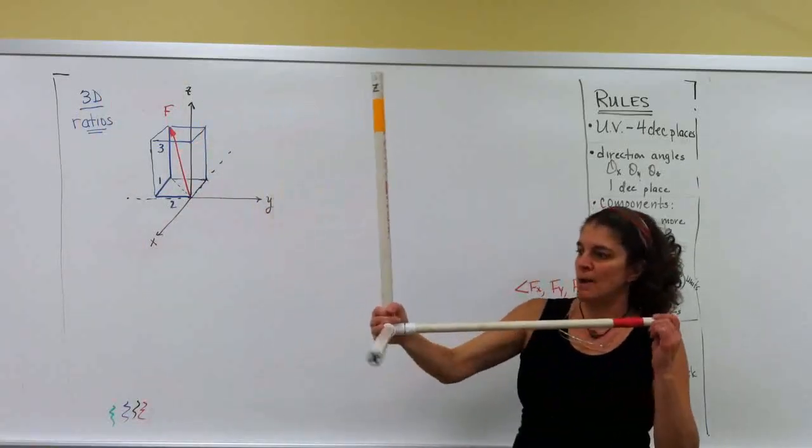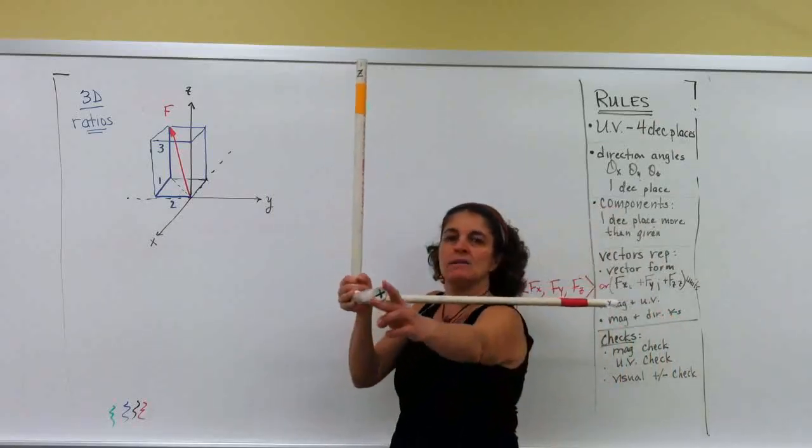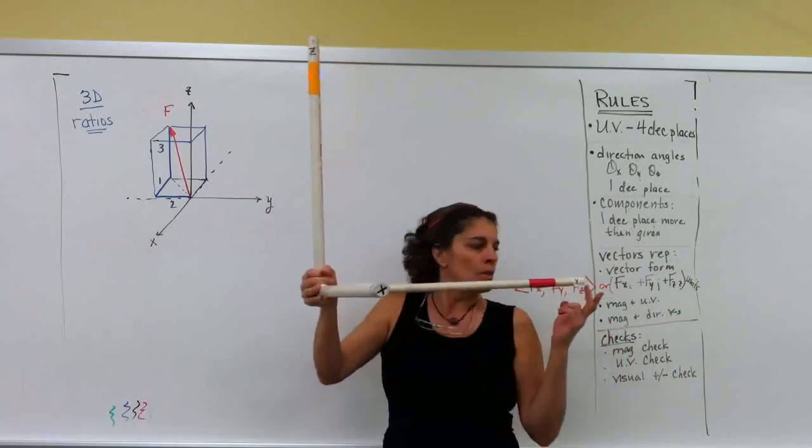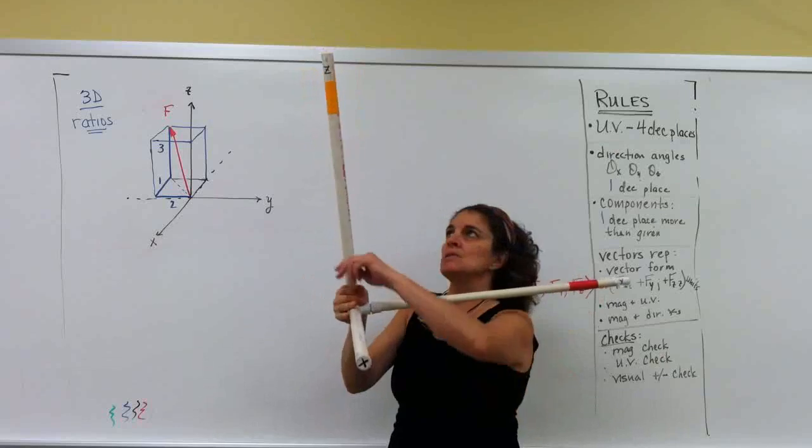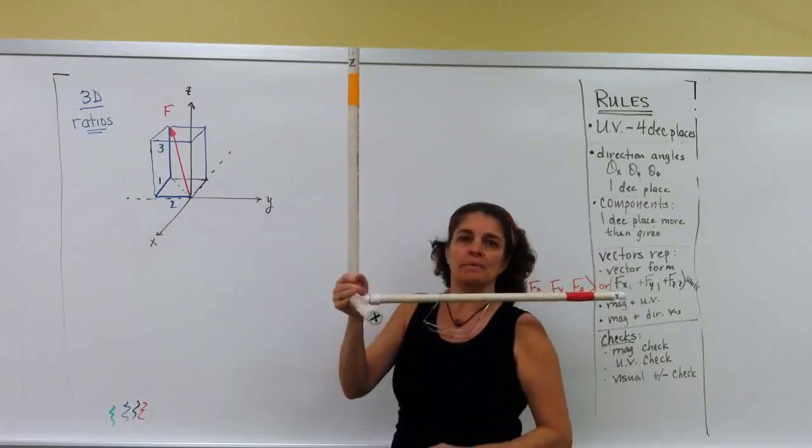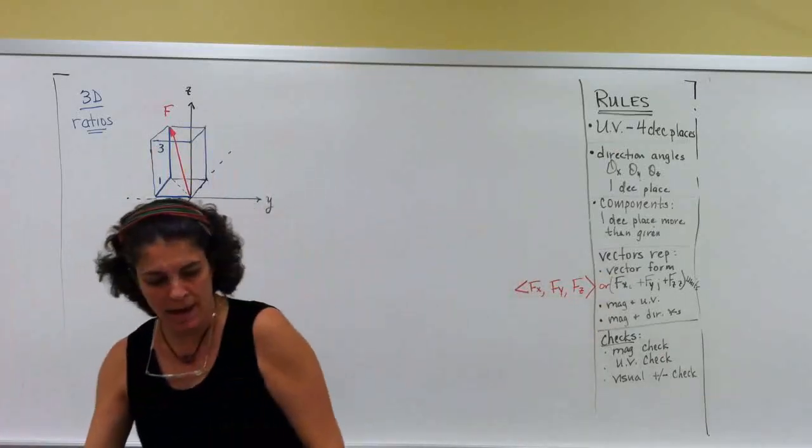And I'm hoping that in the video you can see this. Here are my PVC pipe axes. So the x-axis is coming out at you, the y-axis is here, and the z-axis is going up. Okay? So this is one way.